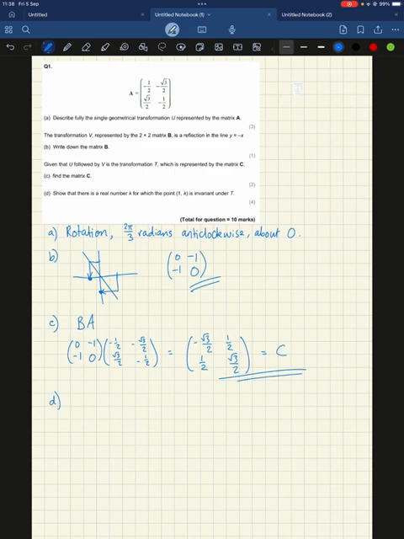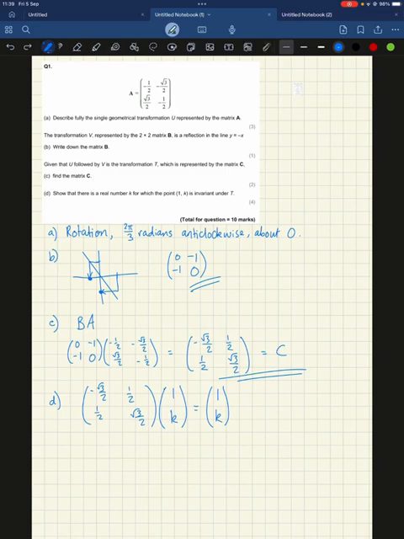Now part D. Show that there is a real number k for which the point 1k is invariant under T. Right, now T was represented by the matrix C. So invariant point, remember that's like the transformation matrix multiplied by xy. It's invariant, so we just get xy. So the point in this case, x is 1 and then y is k. So the matrix C, so minus root 3 over 2, a half, root 3 over 2, multiplied by this coordinate 1k will give us 1k. And we have to show that there is a real number k for which this is true.